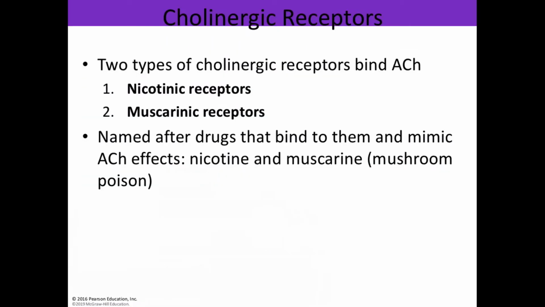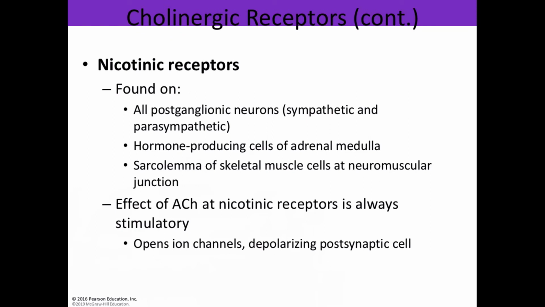Let us begin. We have two types of cholinergic receptors that bind to acetylcholine. In case you're wondering, class, they are named for the drugs that bind with them. So we have the nicotinic receptors, which bind with nicotine, and the muscarinic receptors, which bind with the mushroom poison called muscarine. I'll begin with the nicotinic receptors. They are always stimulatory at the neuromuscular junctions. You all should know about those.